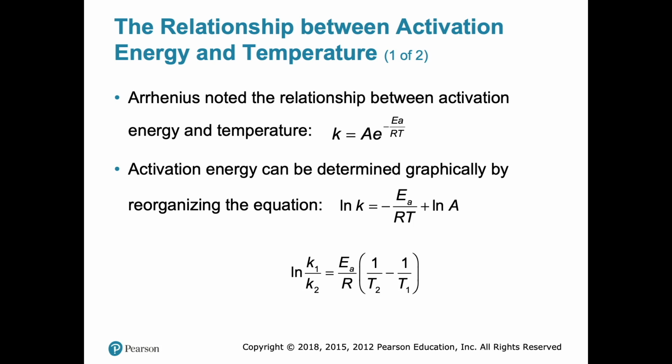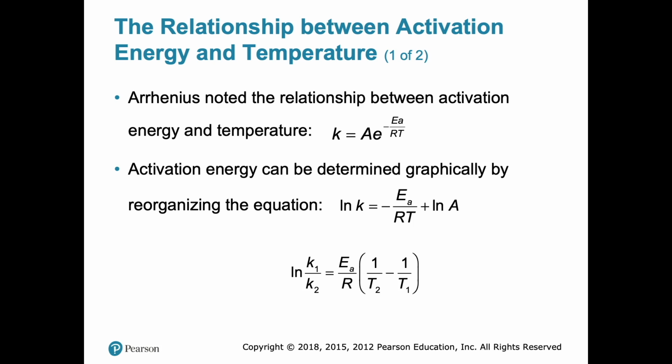Arrhenius noted the relationship between the activation energy and temperature, right? And so notice right here we have the ideal gas constant and temperature, and we have the k here. You can solve for the activation energy, right? The activation energy also can be determined graphically by reorganizing the equation like this.